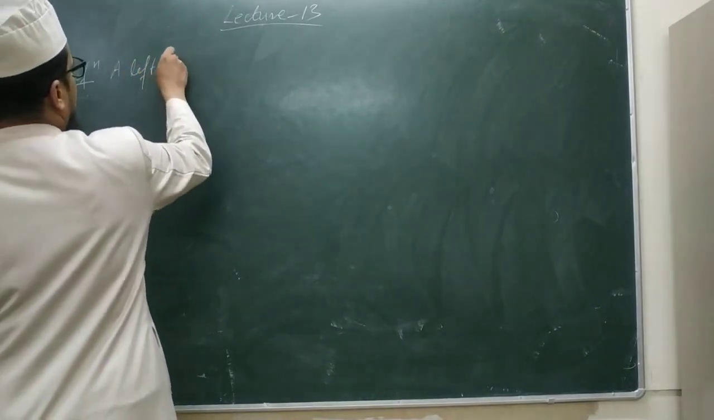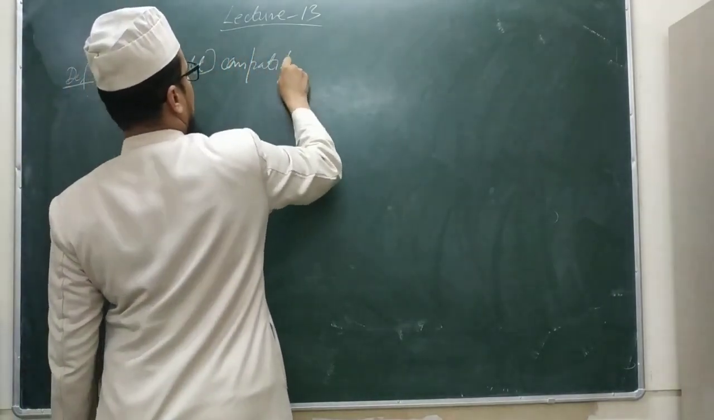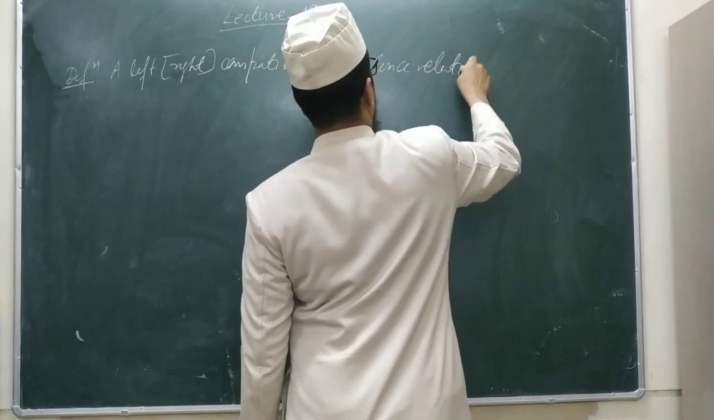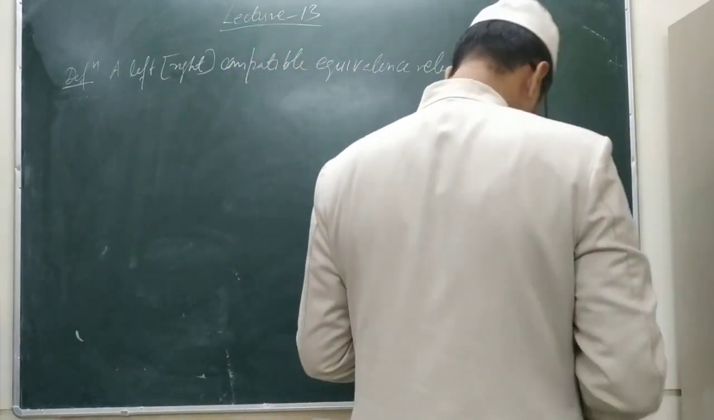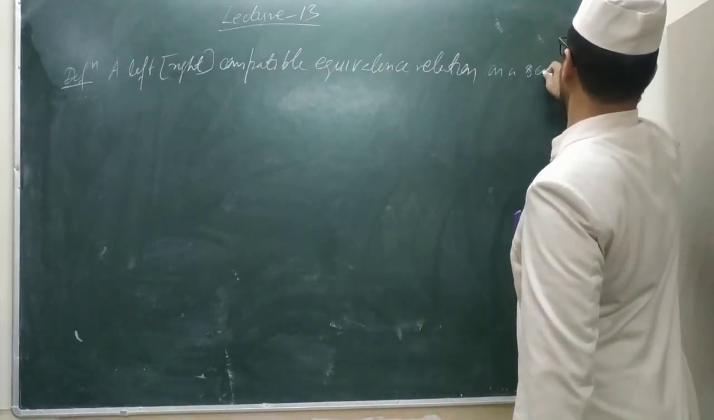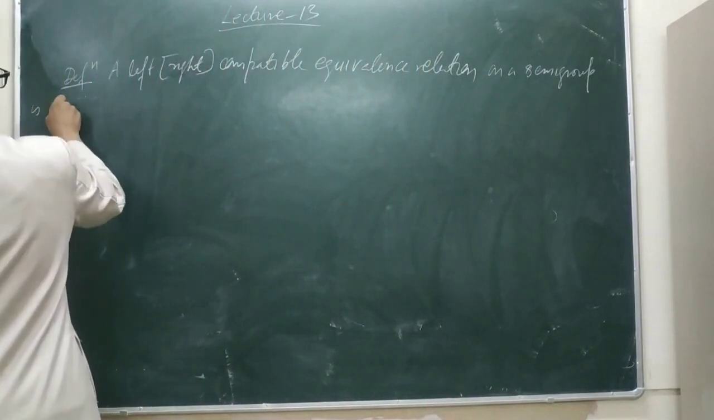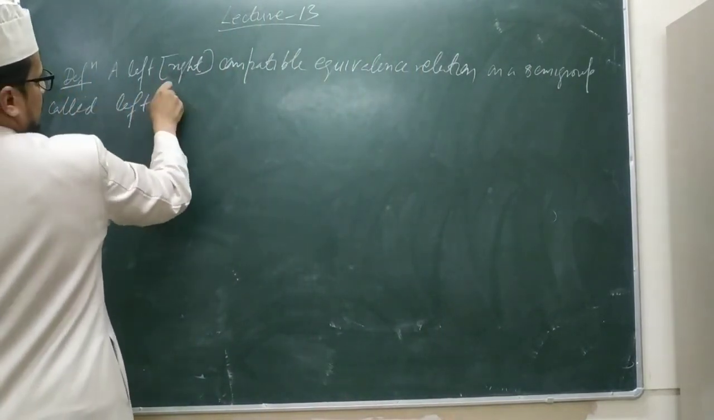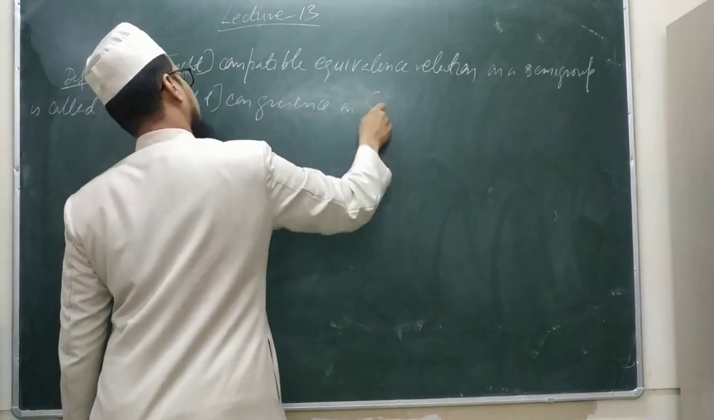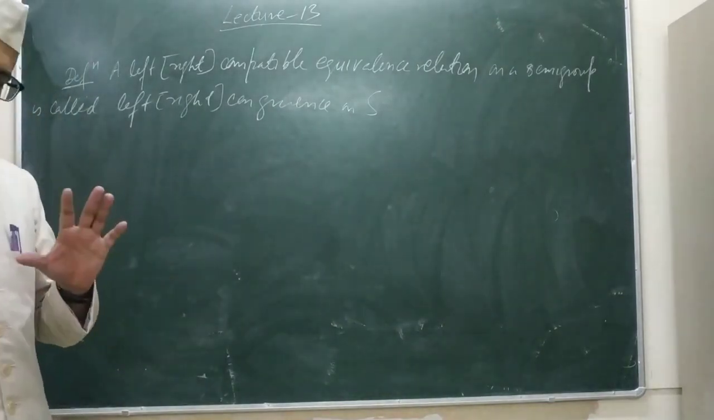A left, in bracket I right, a left compatible equivalence relation on a semigroup is called left and right congruence on S. See, if R is an equivalence relation, first of all R should be an equivalence relation.